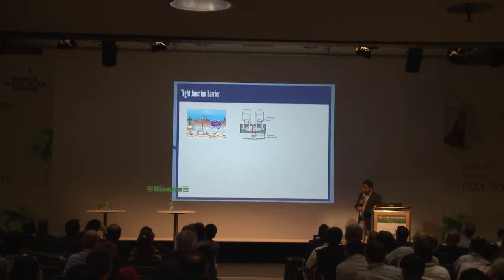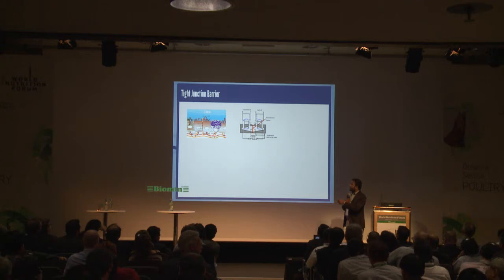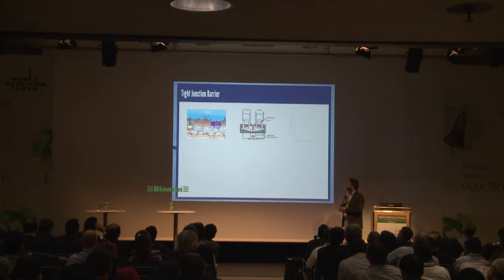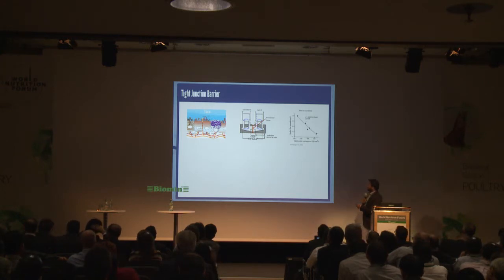And this is an ex vivo model that we use to measure the integrity of the tight junction, where you put the mucosa here, and this is the apical side and the basolateral side. You put a nutrient here, and then measure the permeability or uptake of that nutrient. On the other hand, you can also measure the resistance of the epithelium. And this is one data set here. This is on birds with heat stress.